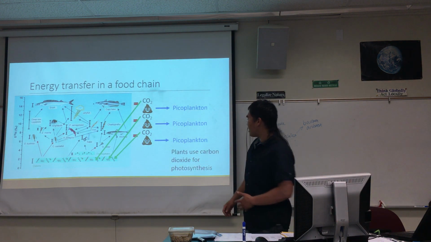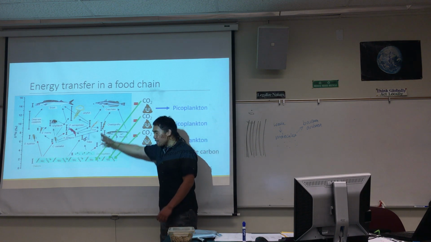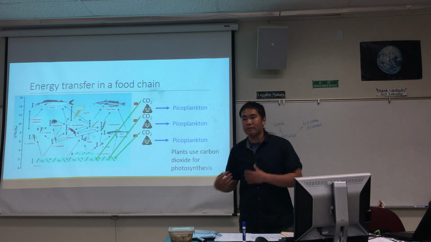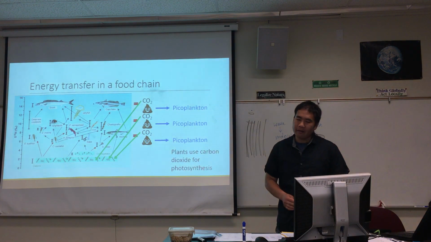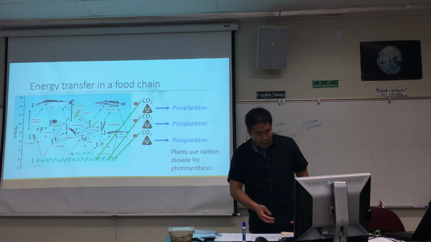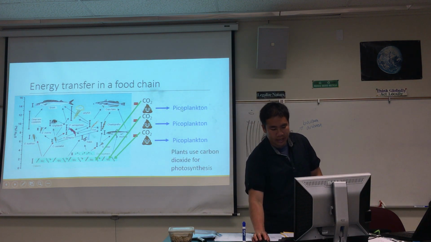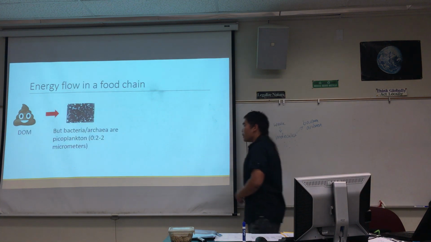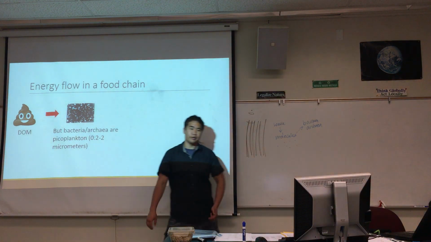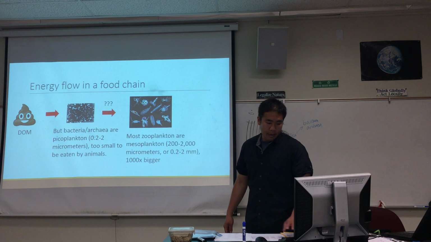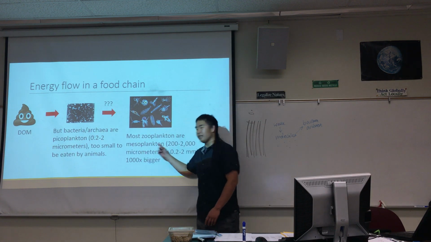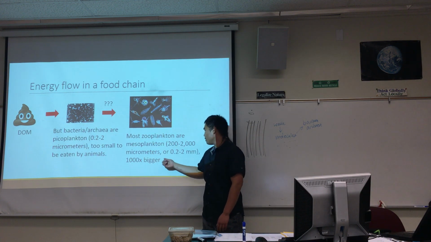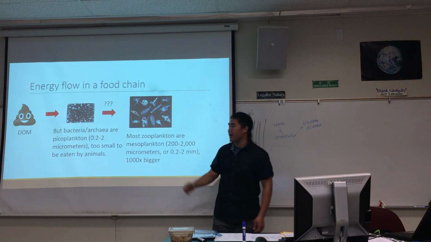Now, can picoplankton be eaten by anything in the normal food web? That is the question. If it can, then you're good. The energy has returned. But if it cannot, then we have to figure out another solution. So let's examine the sizes. I decided to use picoplankton in this classification because it's a size classification. Bacteria and archaea are picoplankton, being 0.2 to 2 micrometers. Can they be eaten by zooplankton, which are mesoplankton? Zooplankton are mesoplankton, and that's 200 to 2,000 micrometers, making them 1,000 times bigger than the bacteria.